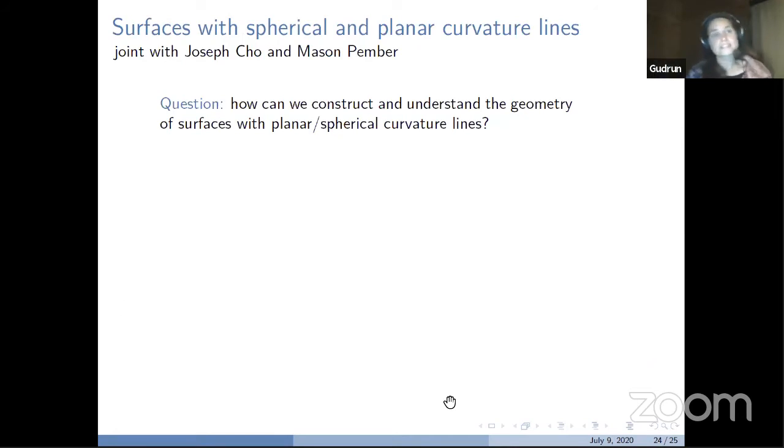And the second project is more abstract. Here I think it won't work anymore to prove things by pictures. Together with Joseph Cho, whom you already heard 20 minutes ago, and Mason Pamper, another postdoc, we are investigating surfaces with spherical and planar curvature lines.